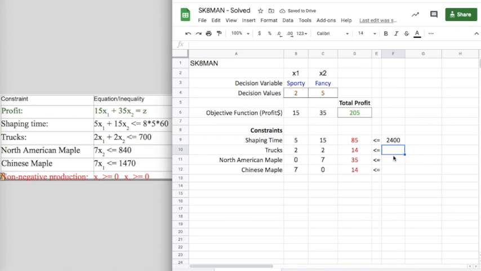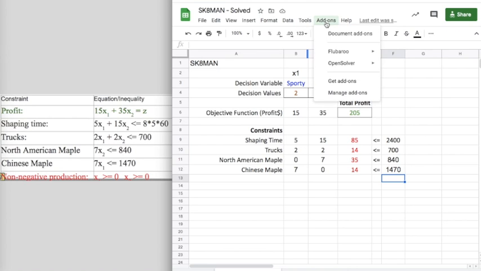For the trucks, I know that my supplier can supply up to 700 trucks per week. North American maple, my supplier can give me up to 840 veneers per week. And then Chinese maple, my supplier can give me up to 1,470. So the problem's all set up. The next step is to use Solver to solve it.